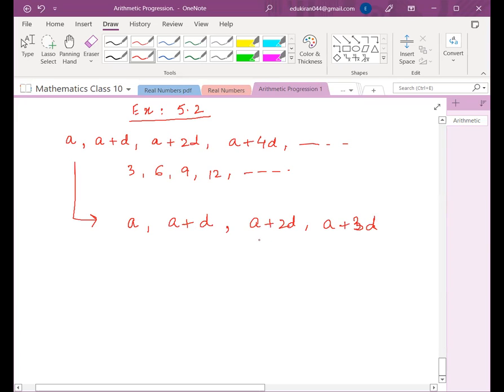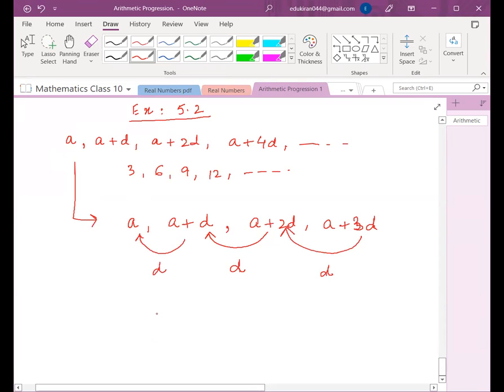So if I subtract any 2 terms, what will I get? I'll get D, isn't it? So this is what I was adding. Clear? Okay, ma'am. This is the basic definition of AP. The next term is obtained by adding the fixed number, which is your D, the common difference. So if I subtract any 2 terms, like I subtract these 2 terms, again I'll get D. I subtract these 2 terms, again I get D. Clear?